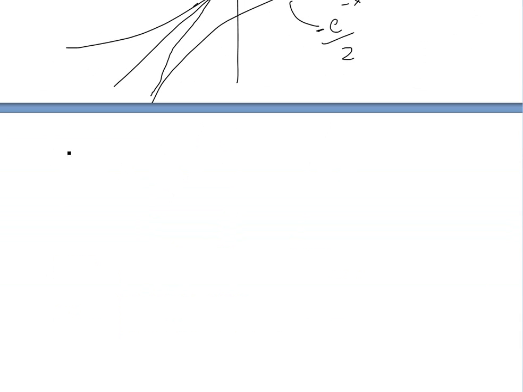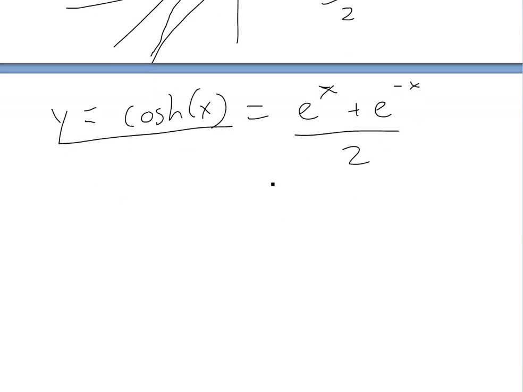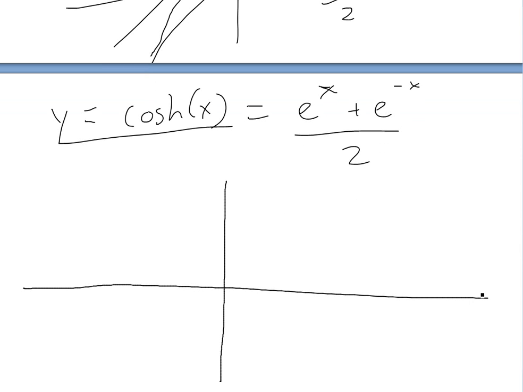And then if we look at y is equal to cosh of x, and how to graph this one, again, this one is equal to e to the x plus e to the negative x over 2. And this one, again, is the summation of two functions. So this is going to be x, y. The graph of e to the x over 2 is going to be something like this.